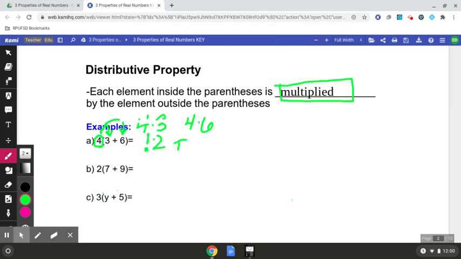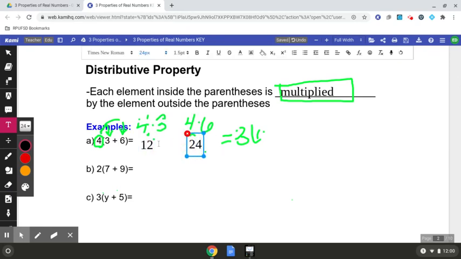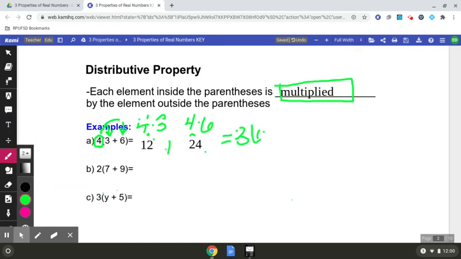Plus 4 times 6 is 24. So if we add 12 plus 24, we get 36, which would be our final answer. And this is really hard to see, guys, so I'm just going to type it in after that. I want you guys to be able to read this. So this would be an answer of 12, and this would give me an answer of 24. And when we add them together, we would get the 36 as an answer.